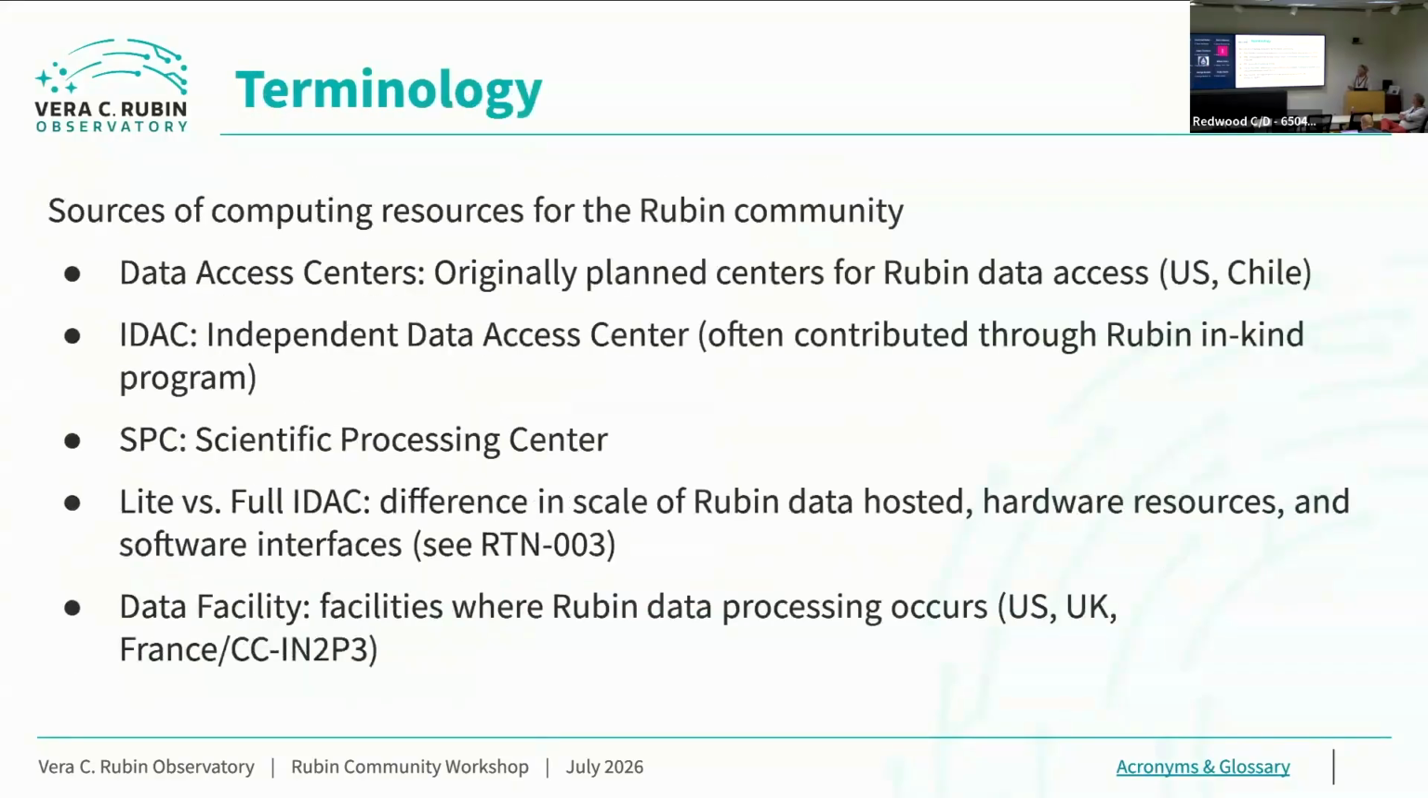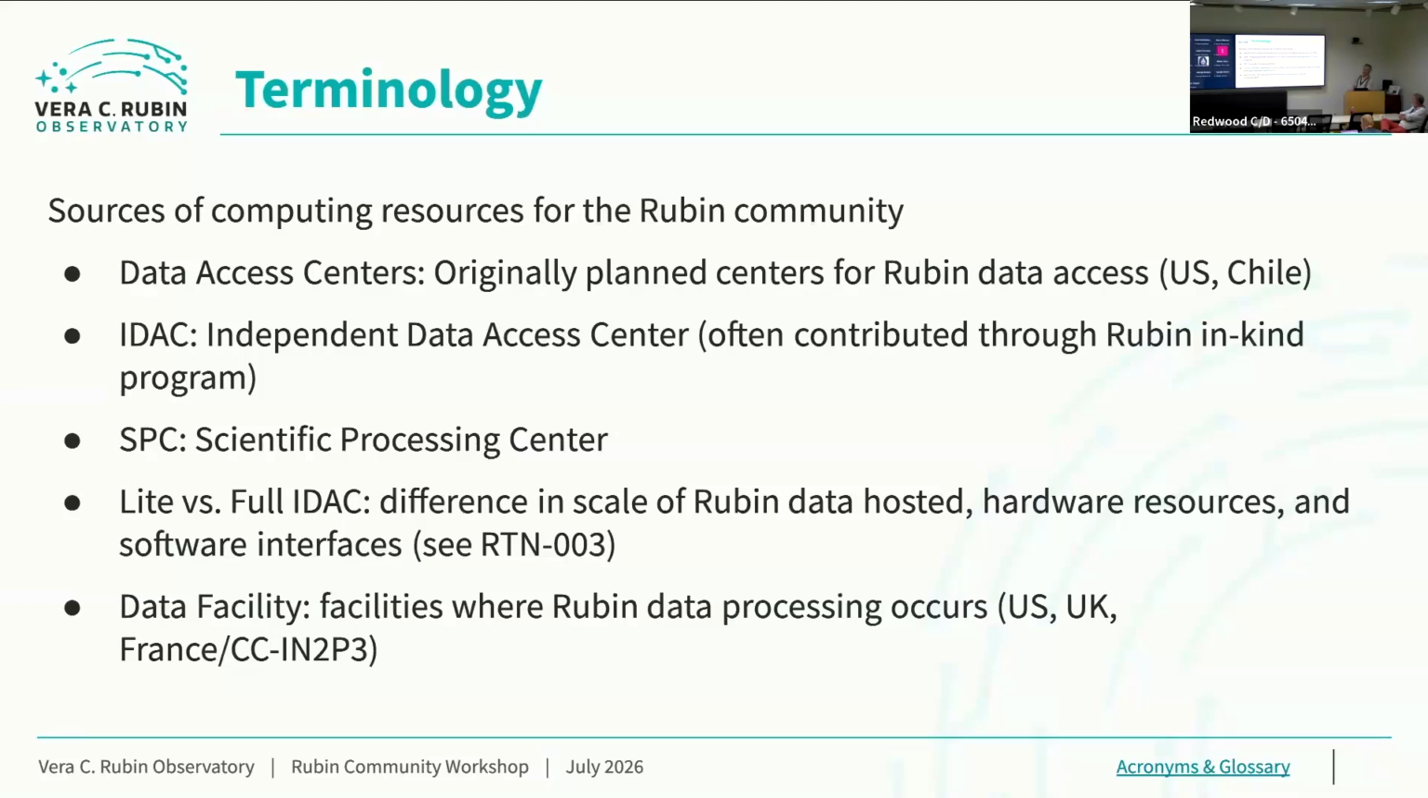Okay. Just to get into a little terminology, so this is about computing resources to do analysis with Rubin data. There are many different types of computing resources, and it can be a confusing set of terms. So I just list some of them here. We have data access centers set up by Rubin to provide access to the data. There's one in the US, operated in the cloud, and a Chilean data access center as well.